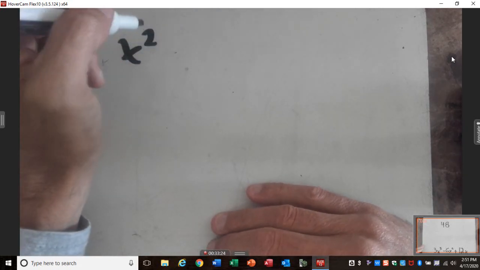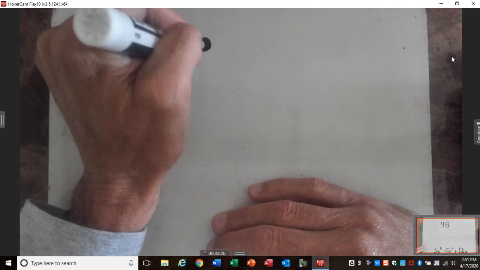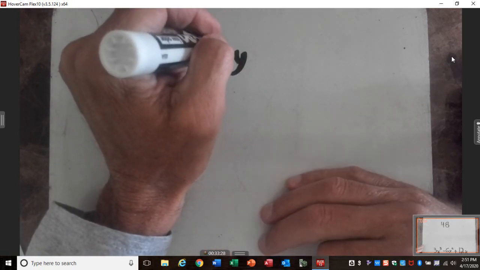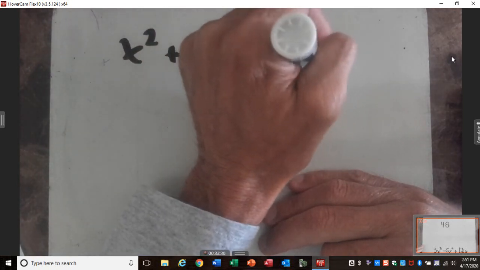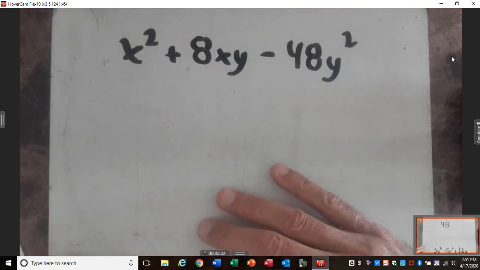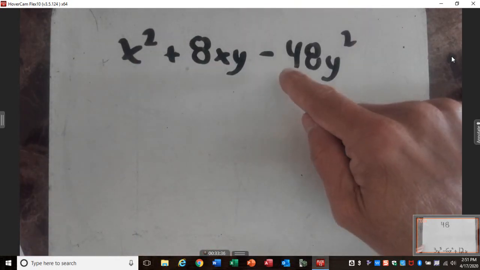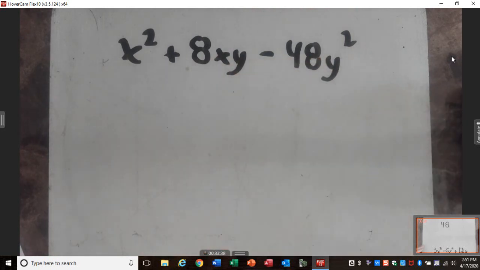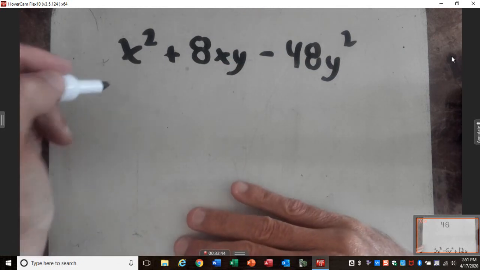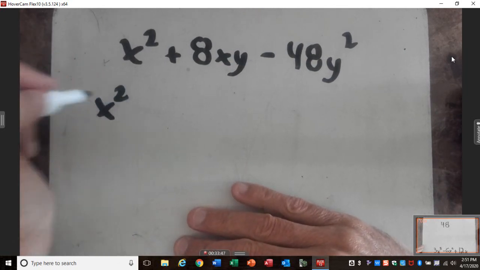X squared plus 8xy minus 48y squared. Okay. We want factors of 48 that when you subtract give you 8. Factors of 48 that when you subtract give you 8. I believe it's 12 and 4. So we're going to go x squared. Yeah, if you can do this one.